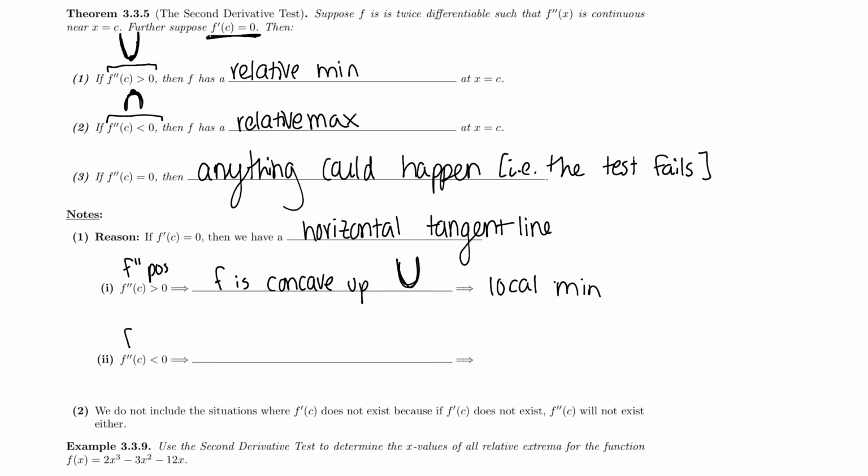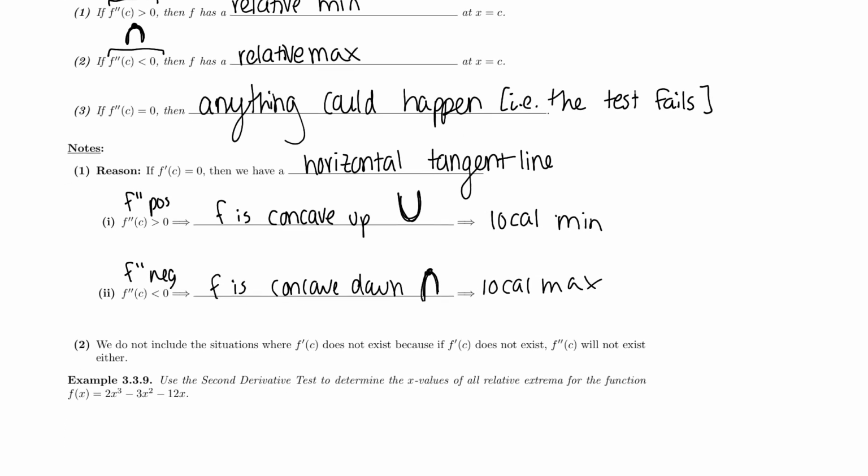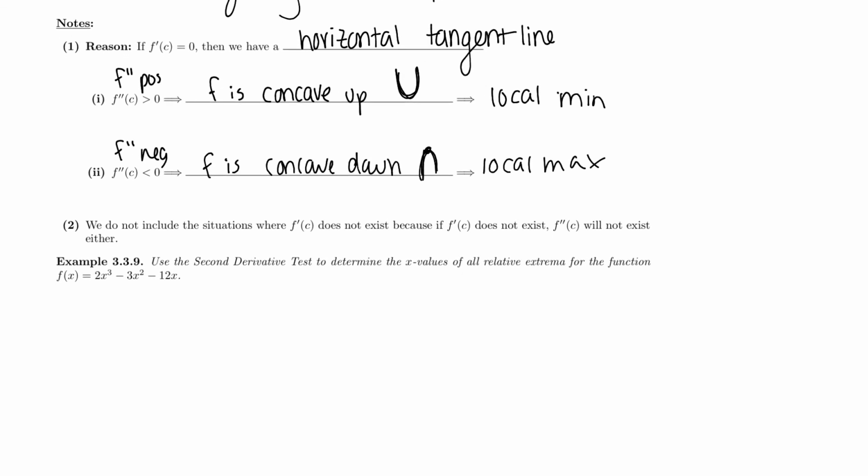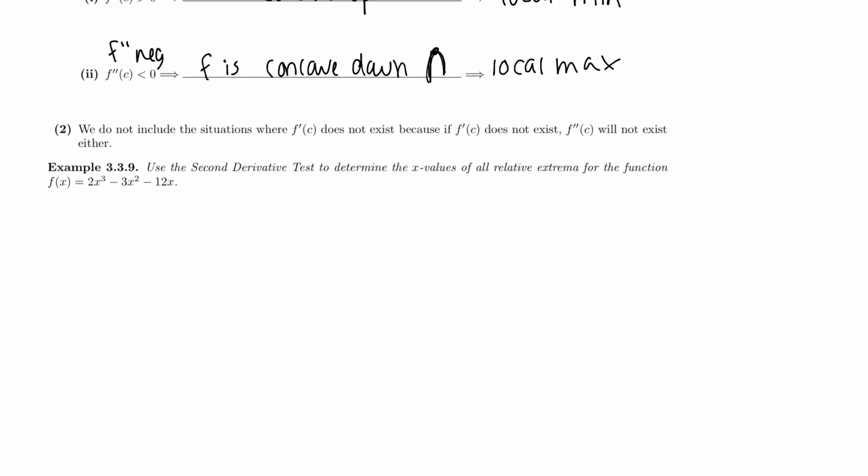This is what I've already said, but I'm just going to write it again. If f double prime is negative, that means f is concave down, so that would be a local max. This is useful in certain situations and not useful in others, because sometimes finding the second derivative is not easy. But in cases where it is easy, like polynomials, it's really nice. So we can find local extrema using the second derivative test here.